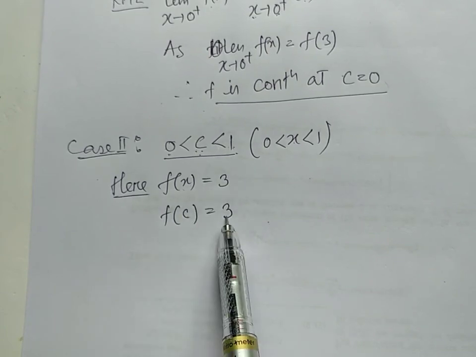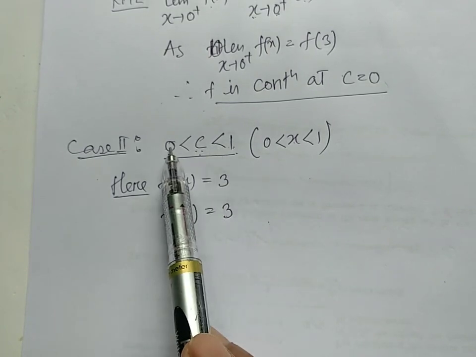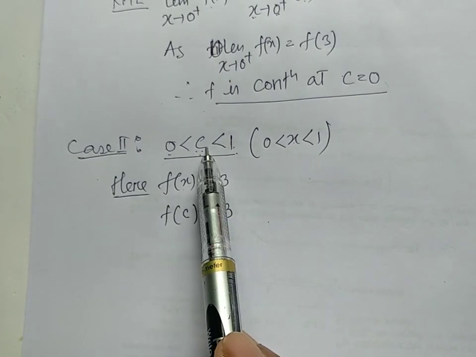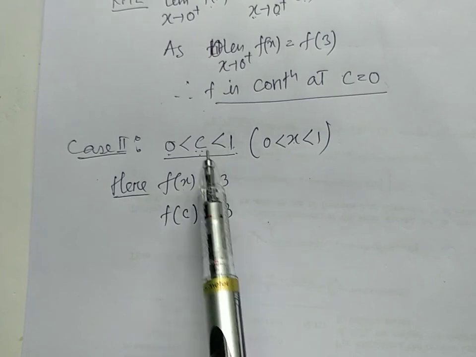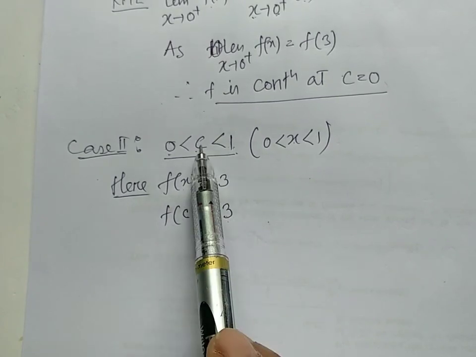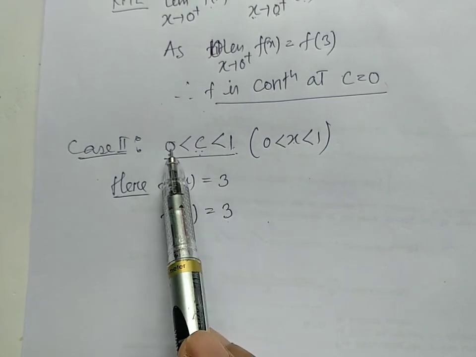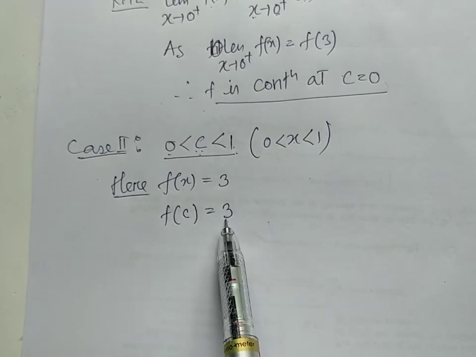f of c equal to 3 means for any real number lying between 0 and 1, its functional value is equal to 3. Since f of c is 3, for any real number c lying between 0 and 1, the function value will be 3.